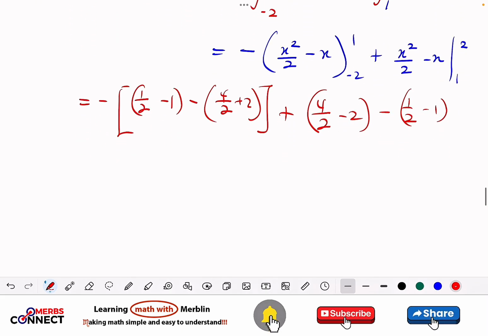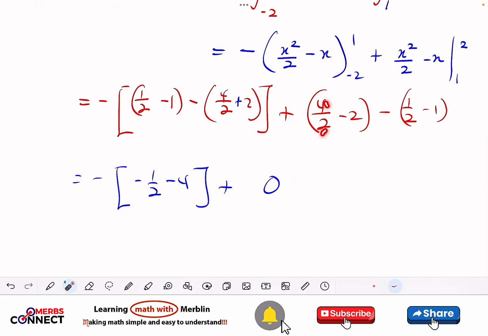So let's try and simplify it. Minus, this is going to give us minus 1 over 2. This is going to give us 4, so minus 4, plus, oh, is this one supposed to be minus? I think so. Okay, it's supposed to be plus because this is minus 2, so that's right. This is going to give us 0 because 4 and 2 is going to give us 2.